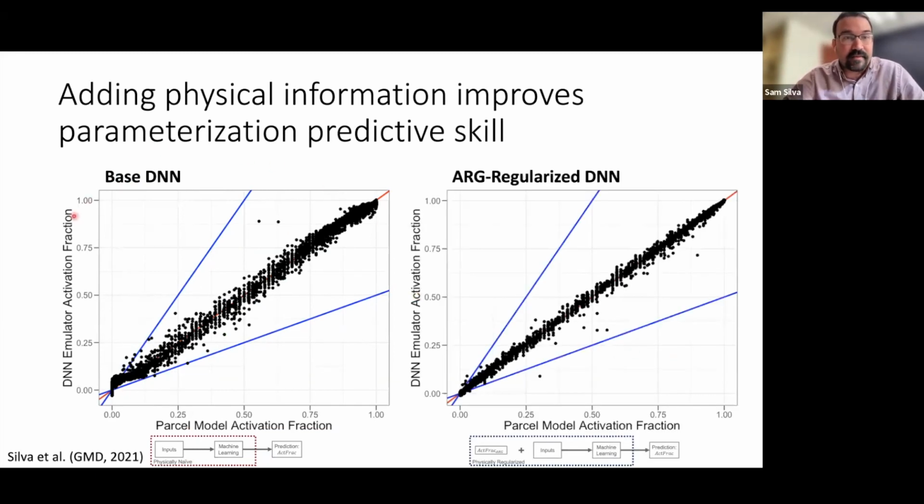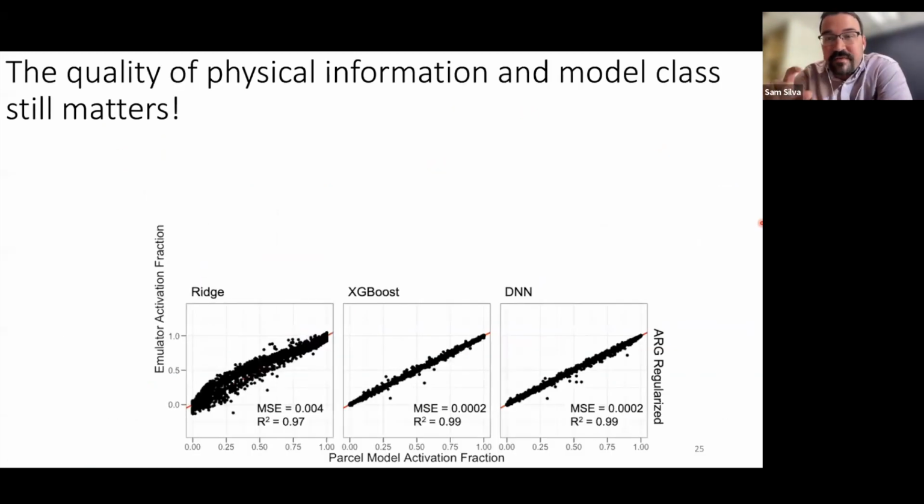So now on the left, you're seeing the base deep neural network, and what I just popped in is the deep neural network as regularized in this language by the ARG scheme. And you can see a much tighter fit, much closer to that one-to-one line, and things tend to look much better. Now, it's worth noting, and I'm happy to be able to talk to a group of people who are very interested in machine learning and learning in general, so I can get into these gory details that sometimes I avoid, is that the quality of the physical information that you add matters, and model type still matters.